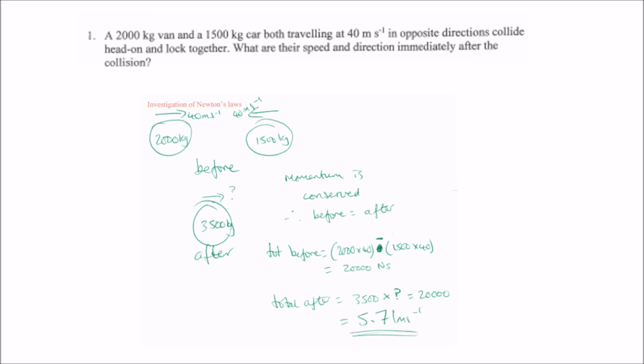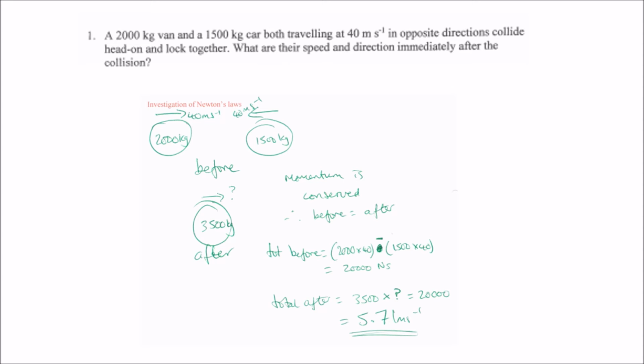Right, so here's the solution. Here's my 2-ton van going 40 meters per second left to right. Here's my 1.5-ton car going 40 meters per second from right to left. Okay, so before, the total momentum is that times that minus that times that. So the total momentum before is 80,000 minus 60,000, which is 20,000 Newton seconds. So that's the total momentum before the collision. And the reason it's a minus, don't forget, is because this is traveling in the opposite direction.